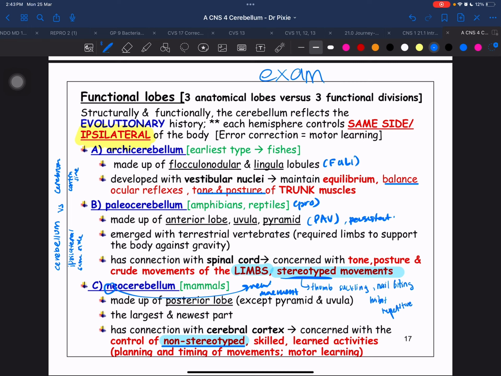Now, test yourself. What is the function of paleo? C. C, very good, yeah? Because paleo is for the limb, crude movement of the limbs, yeah? But not this one. Now, again. What is the spinal part? Which part of the cerebellum is talking to the spinal cord?